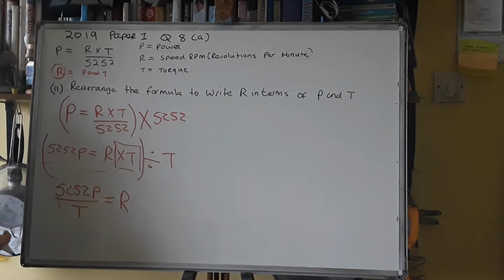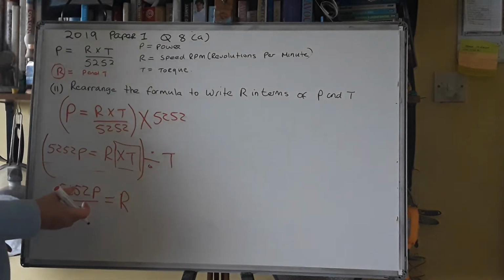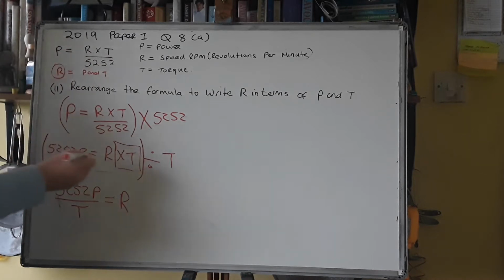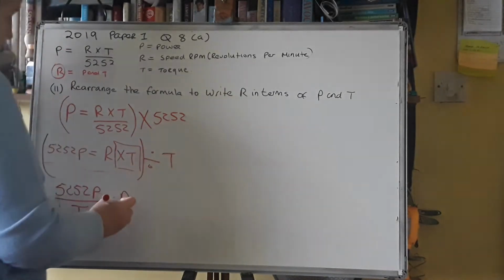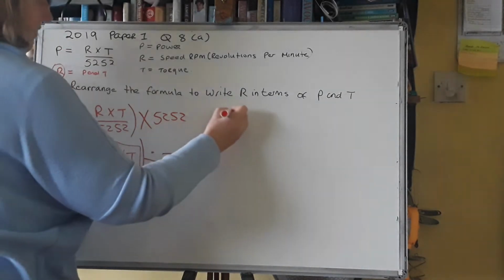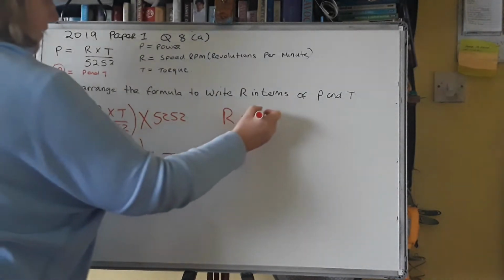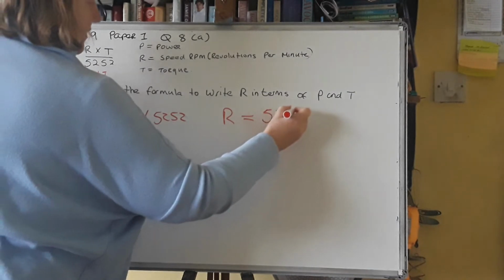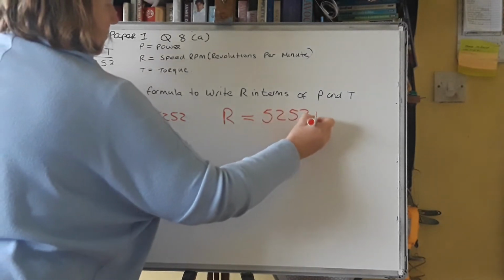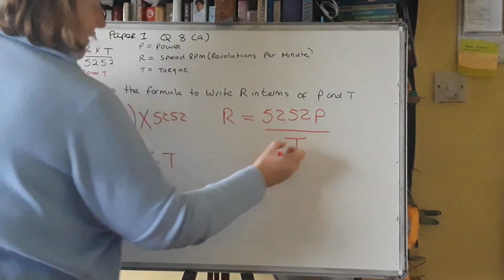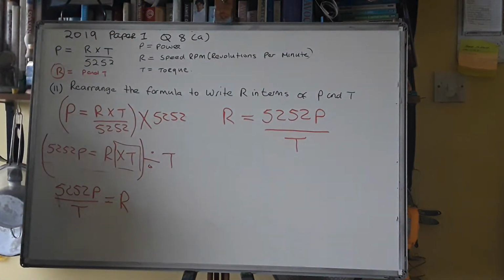So you could leave it at that. That's your answer. But to put it in this form where you have the thing first that says equals, just rewrite it with the R first. R equals 5252 P over T. Okay, and that's it rearranged in terms of P and T.